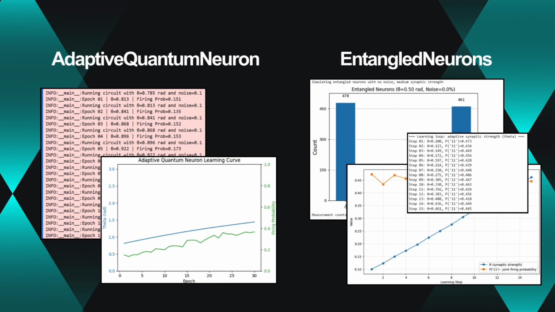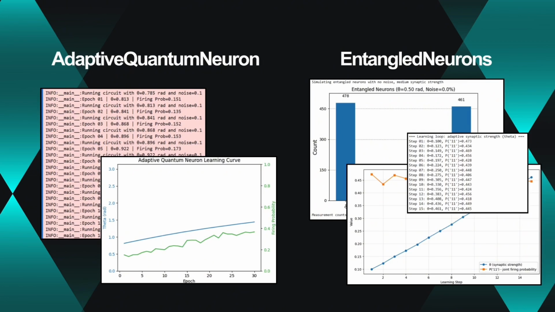Looking at the second file now, entangled neurons, the histogram plot shows how 2 entangled neurons fire together probabilistically, affected by noise and the synaptic strength. The counts reveal the frequencies of all firing patterns measured, and the learning loop output tracks how synaptic strength is tuned to achieve a desired correlated firing rate. The plots visualize the progression of the adaptive learning process.